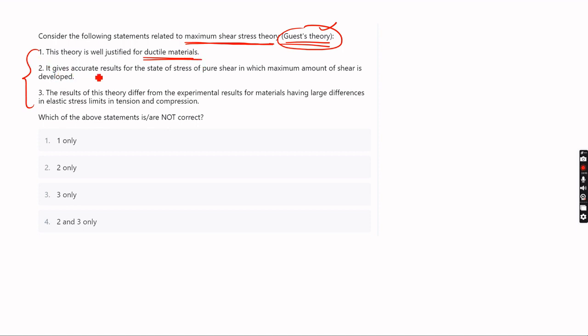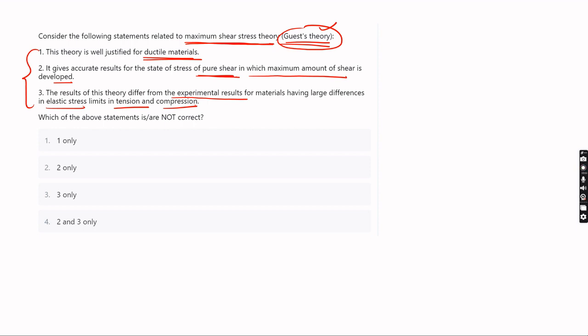The second statement: it gives accurate results for the state of pure shear, in which a maximum amount of shear is developed. Third statement: the result of this theory differs from the experimental result for material having a large difference in elastic stress limit in tension and compression. These are the three statements related to maximum shear stress theory. I just want to make sure that this Guest and Tresca theory we are applying for ductile material.